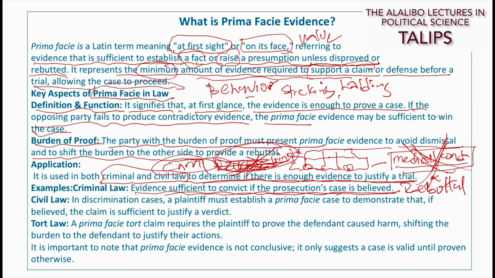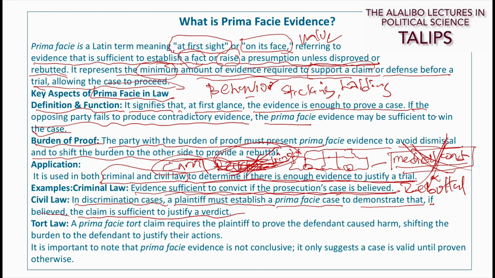In a civil case, in a discrimination case, for example, a plaintiff must establish a prima facie case to demonstrate that if believed, the claim is sufficient to justify a verdict. And this is important, right? If you don't establish that, you don't win the case. If you don't establish that, the case is thrown away.